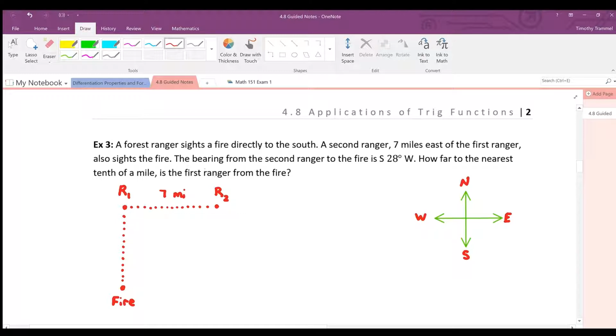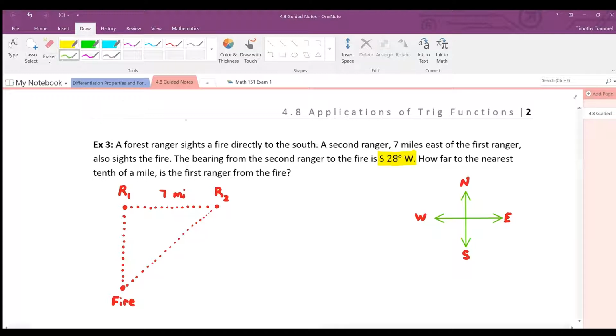Now we have a little bit more information. It says the bearing from the second ranger to the fire is south 28 degrees west. Okay. So I'm going to sketch in this right here. Now let's see what we can do with this bearing right here. The south 28 degrees west from Ranger 2 to the fire. This is where most people will make a mistake on this problem.